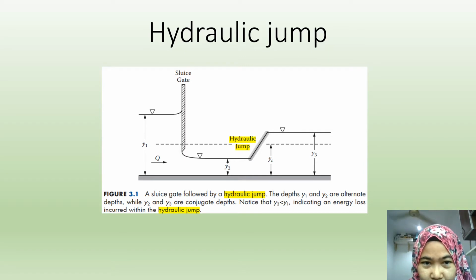Okay, so we have four different types of depth here. First, y1 and y2, yc and y3. Y1 and y2 are alternate depths, while y2 and y3 are known as conjugate depths. So the flow is moving from left to right.